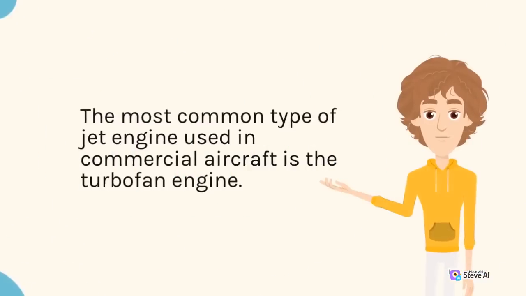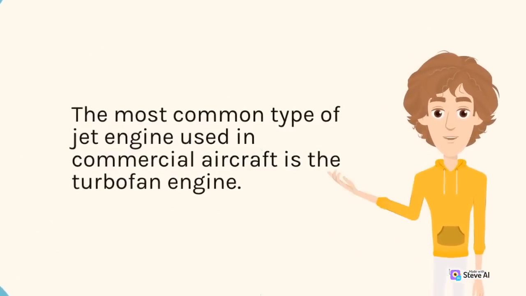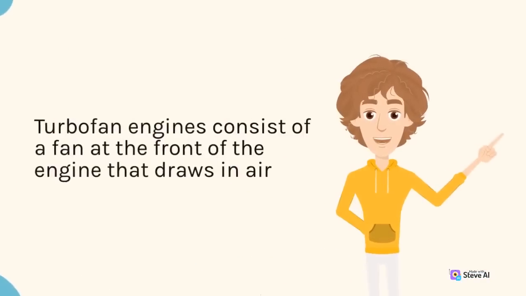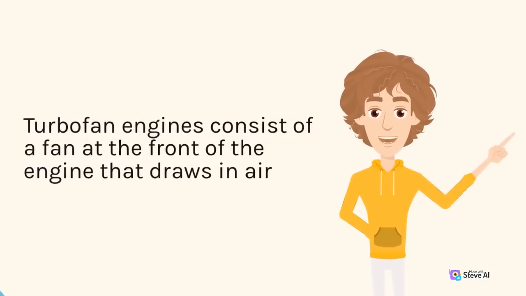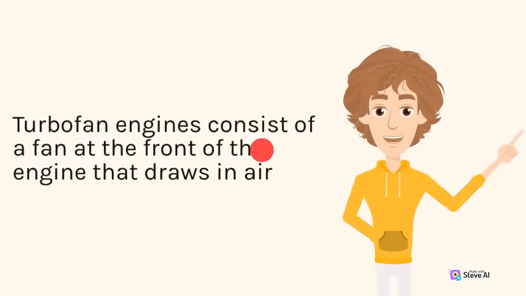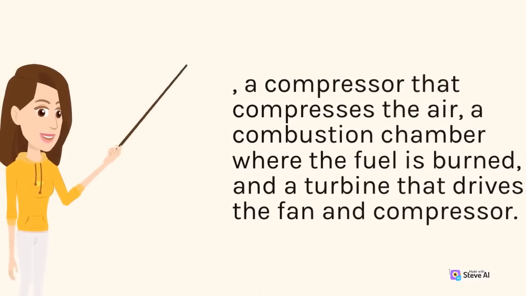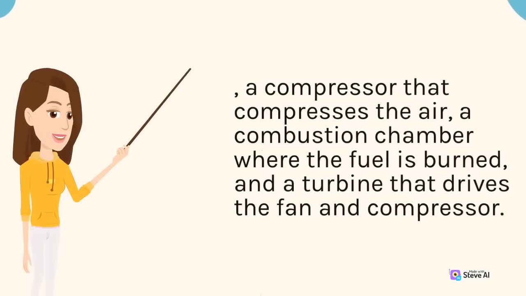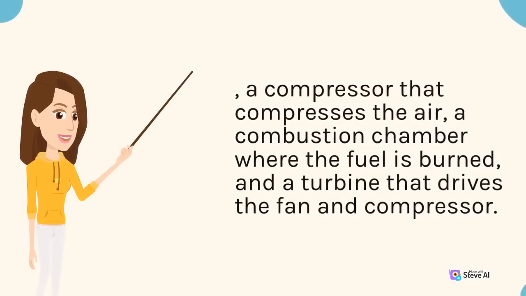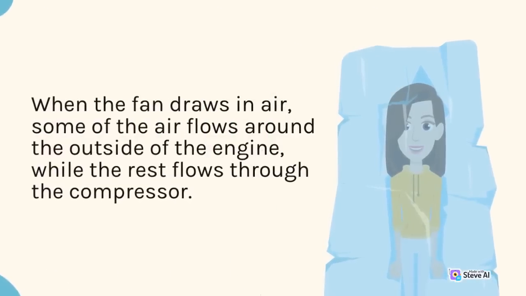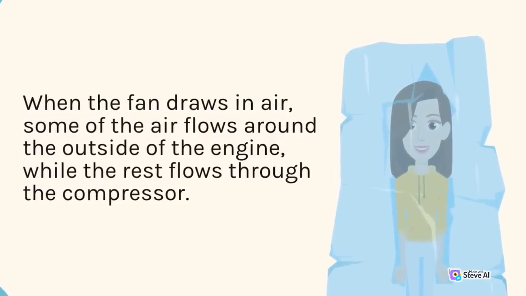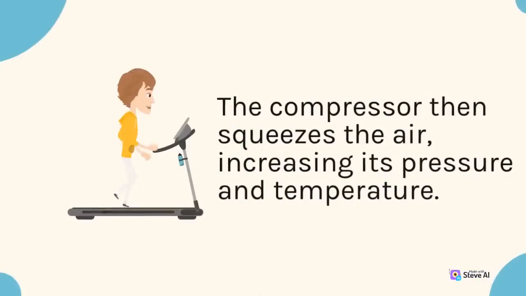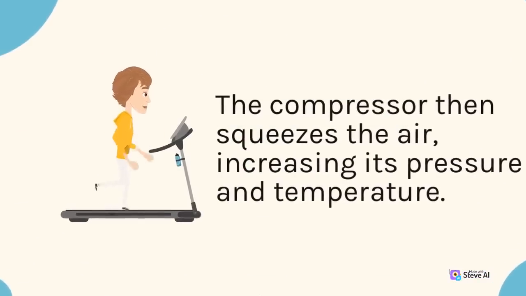The most common type of jet engine used in commercial aircraft is the turbofan engine. Turbofan engines consist of a fan at the front of the engine that draws in air, a compressor that compresses the air, a combustion chamber where the fuel is burned, and a turbine that drives the fan and compressor. When the fan draws in air, some of the air flows around the outside of the engine, while the rest flows through the compressor.